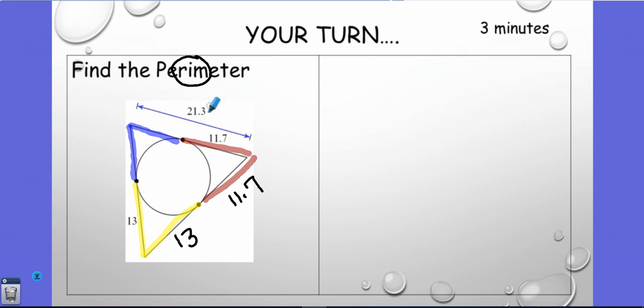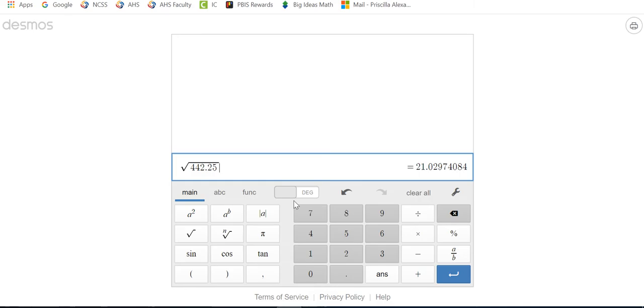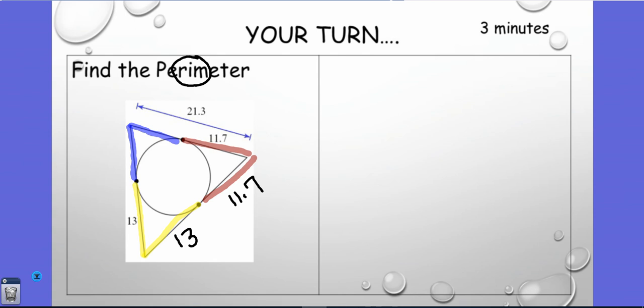Okay, so right here, I don't have this piece, but they did tell me this whole side is 21.3. So if this whole side is 21.3, then what I can take is 21.3 and minus 11.7. So I'm going to go here, 21.3 minus 11.7, and we get 9.6. So right here is 9.6, and over here is 9.6. And we are not finished yet, though. It said find a perimeter. So we need to add all of those pieces we have together.